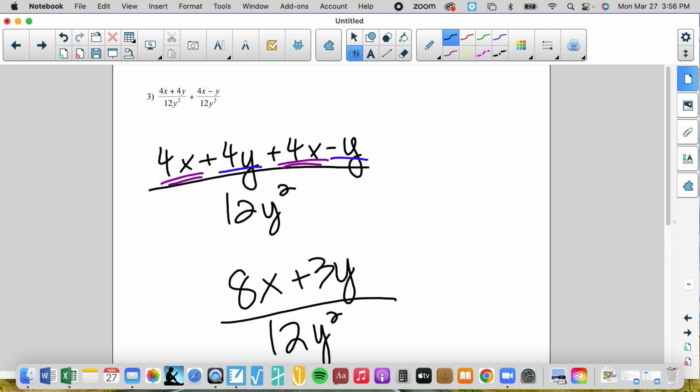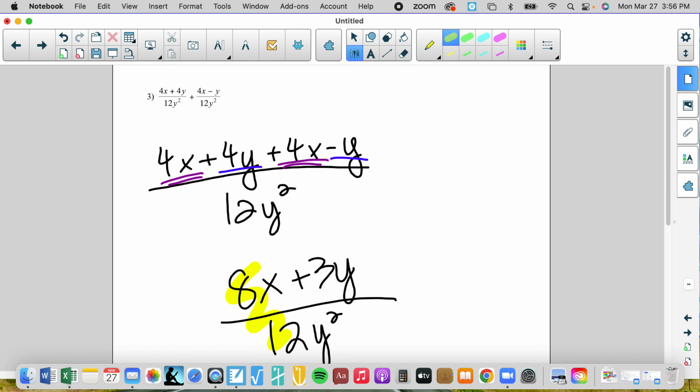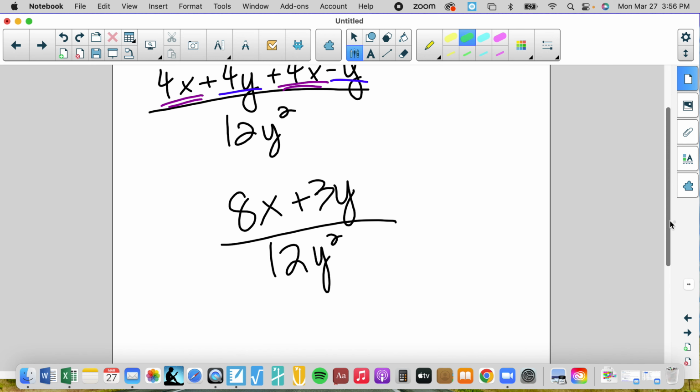12y squared. Now I know you look at 8 and 12, you want to simplify. You can't simplify. And I know you see y and y squared. You can't simplify because of the addition between those. These things aren't multiplying each other, so you can't cancel any of these. And there's nothing that you can factor from 8x and 3y. So those are going to stay. So this is actually our answer. This is the simplified answer.